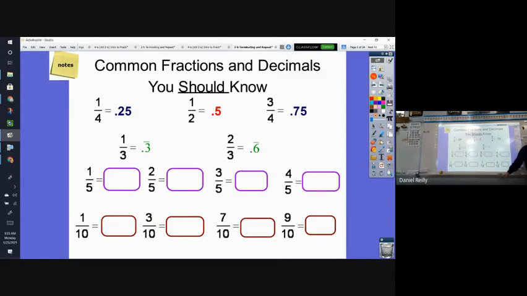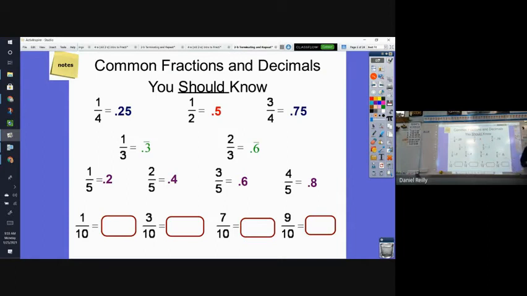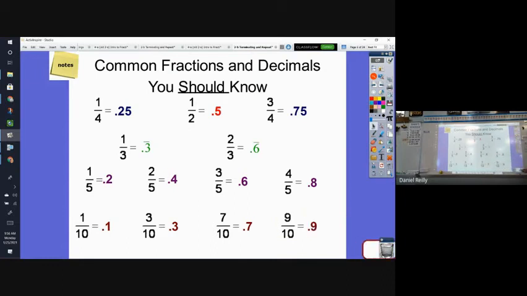How about fifths? 1/5 is the same as how many out of 100? Evie? 0.20? Correct. 0.2. Every fifth is 0.2 because 20, 40, 60, 80, 100, there are 5 20s in 100. Okay? So 2/5 is 0.4, 3/5 0.6, and 4/5 0.8. It's good to know these. You can remember them. Okay, tenths, we already talked about those. 1/10 as a decimal, 0.1, 3/10, 0.3, 7/10, 0.7, 9/10, 0.9. Okay, you should know these.